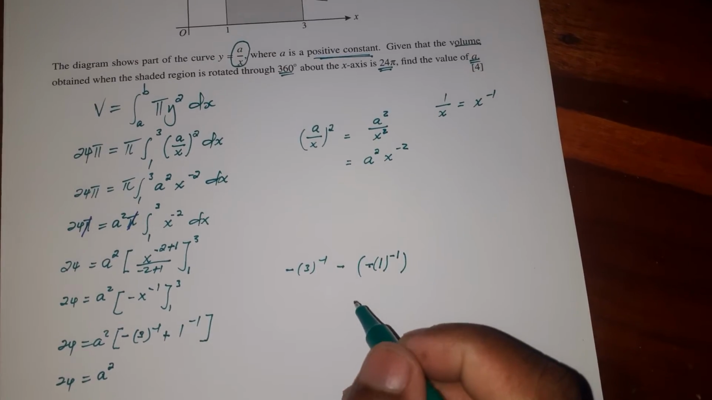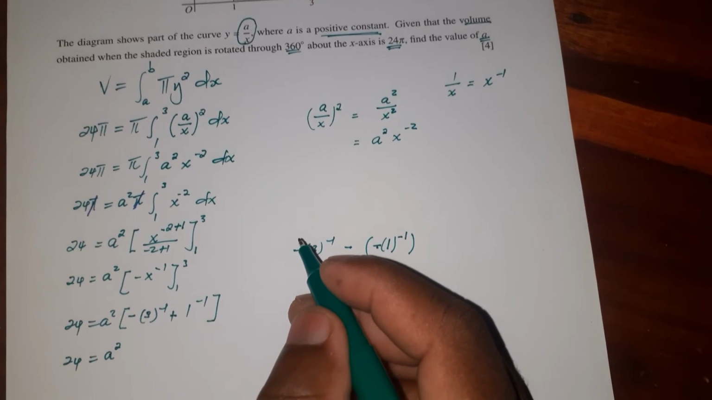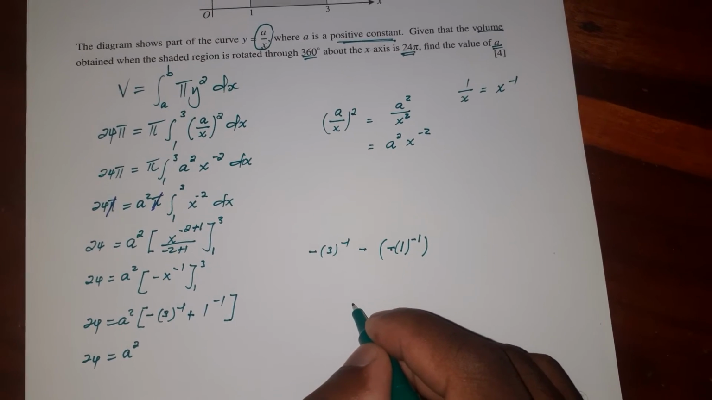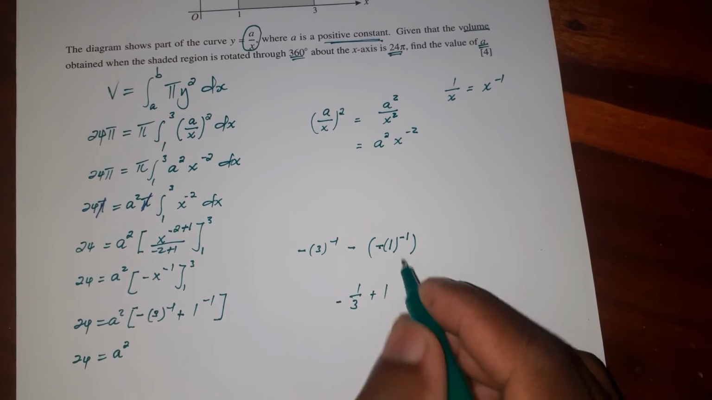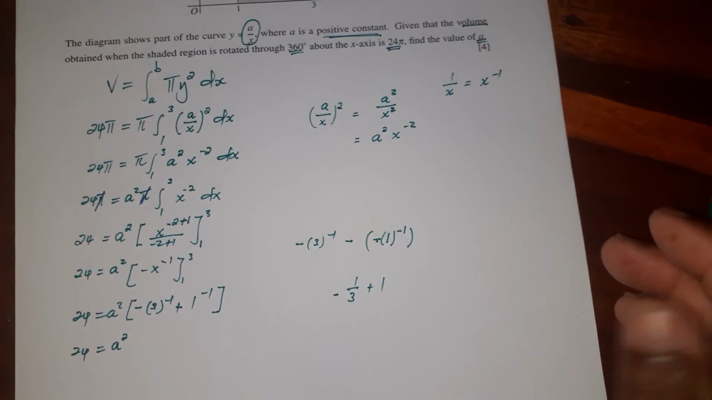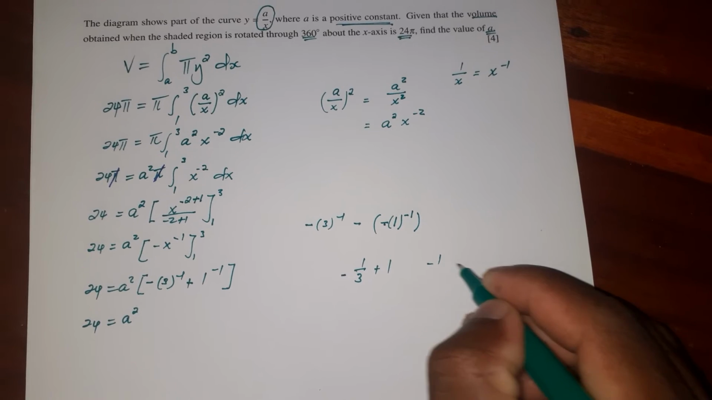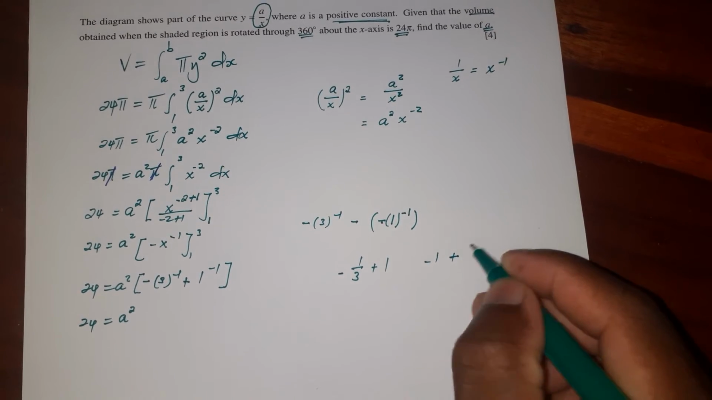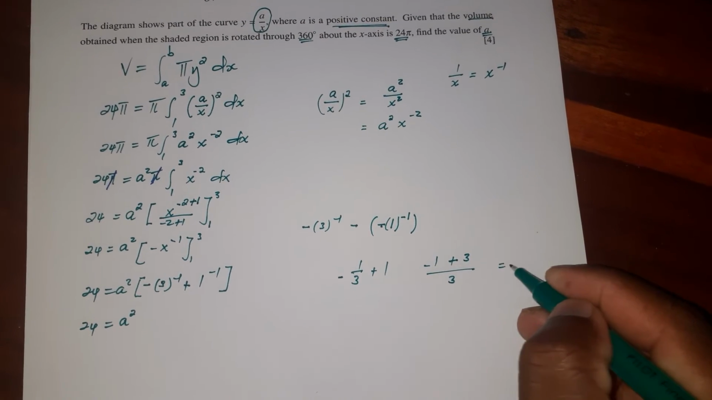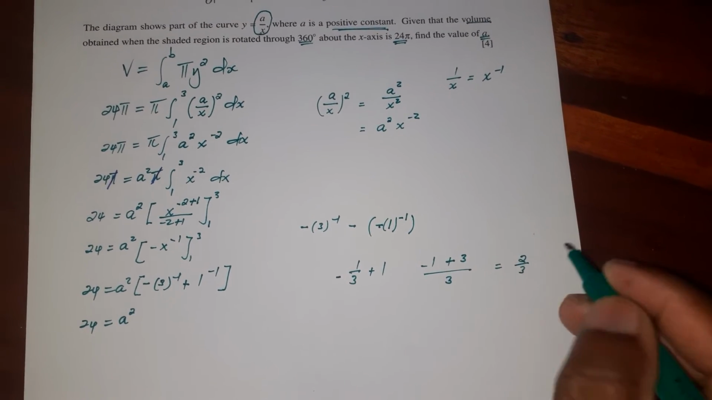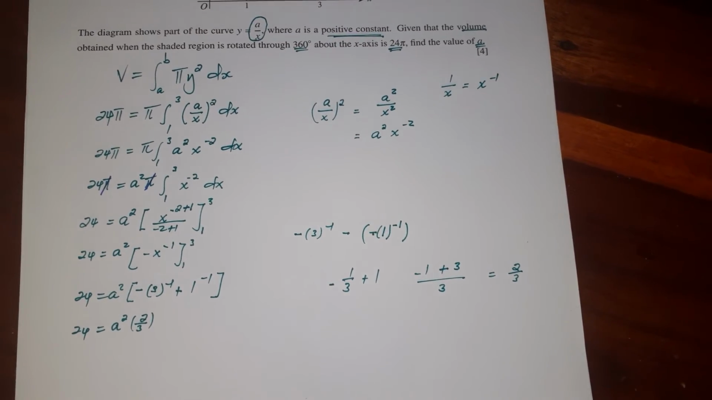Now what we can see here is that minus 3 to the power minus 1 is the same as having minus 1 over 3 plus 1. Anything to the power 1 is just 1. So this is the same as saying we have minus 1 plus 3 over 3, which is positive 2 over 3. Then I have 2 over 3.